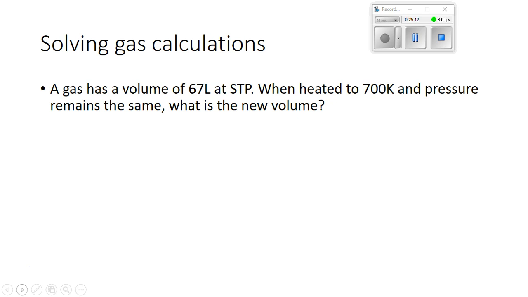All right, a gas has a volume of 67 liters at STP. When heated to 700 K and the pressure remains the same, what's the new volume? Okay, so this is my first volume. They want me to find the volume, so I've got to find V2. They're heating it. Oh, this is my T1 and this is my P1. They're heating it to 700, so this is my new T2. The pressure remains the same.